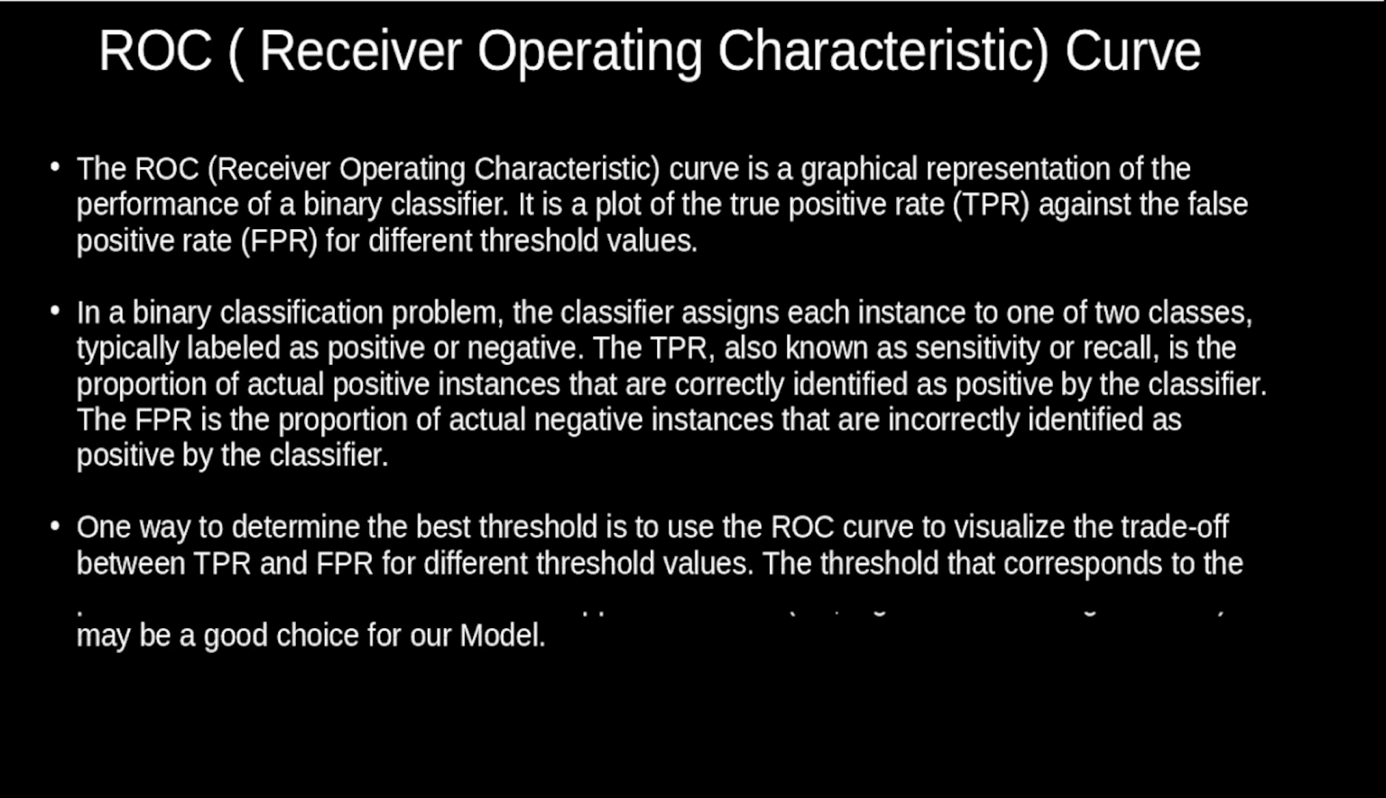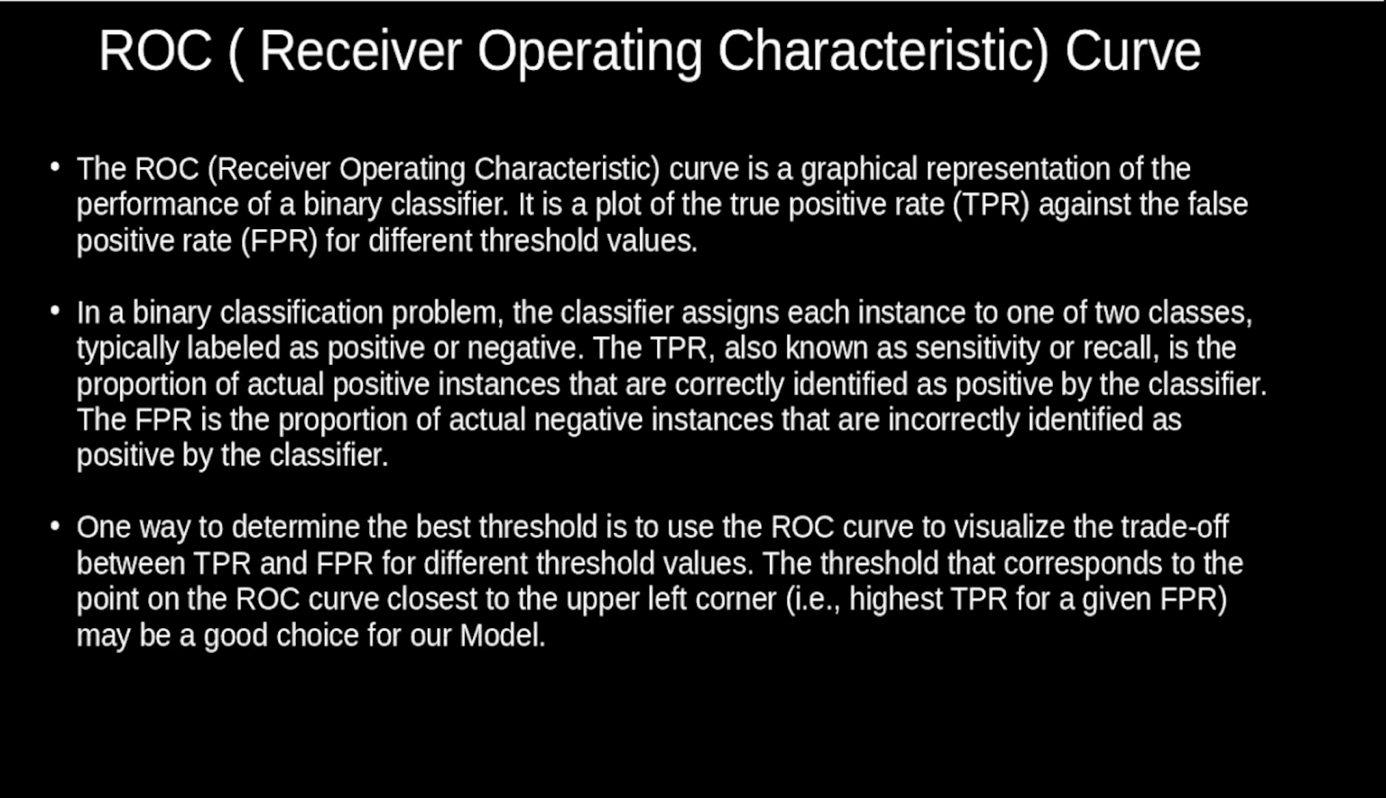So, one way to determine the best threshold is to use the ROC curve to visualize the trade-off between true positive rate and false positive rate for different threshold values. The threshold that corresponds to the point on the ROC curve closest to the upper left corner, as it has the highest true positive rate for the given false positive rate, may be a good choice for our model, as true positive rate and false positive rate are the important components to draw the ROC curve.